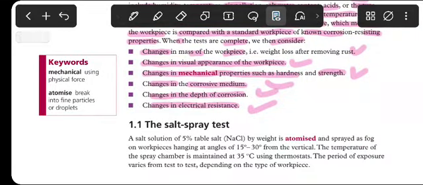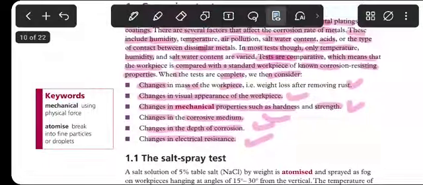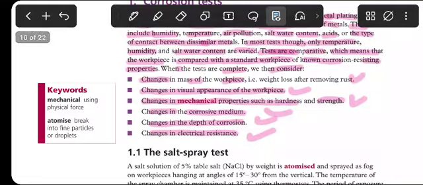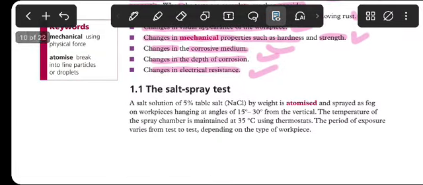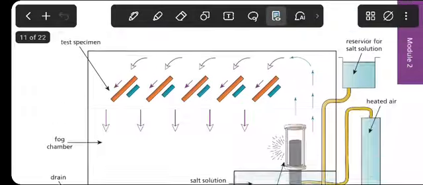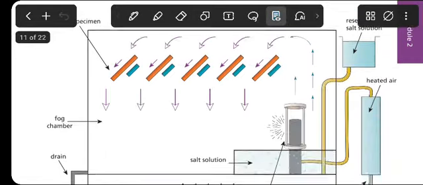Which what were we testing? We'll be testing those are corrosion tests. We're testing the change in electrical resistance, change in depth of corrosion, change in corrosion media, all those things, guys. All right. So, this form of metal protection, guys.